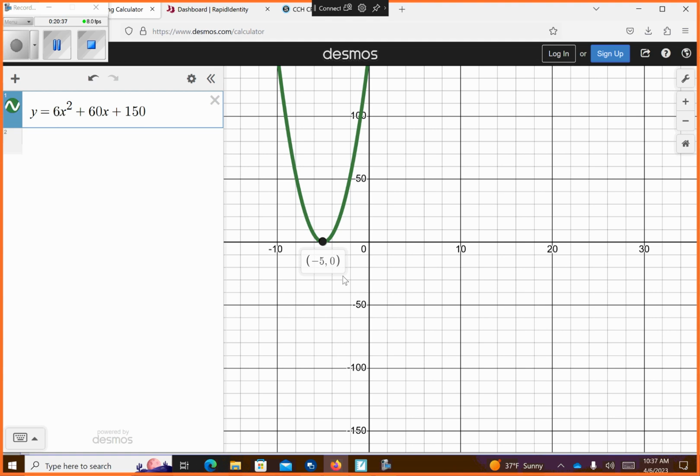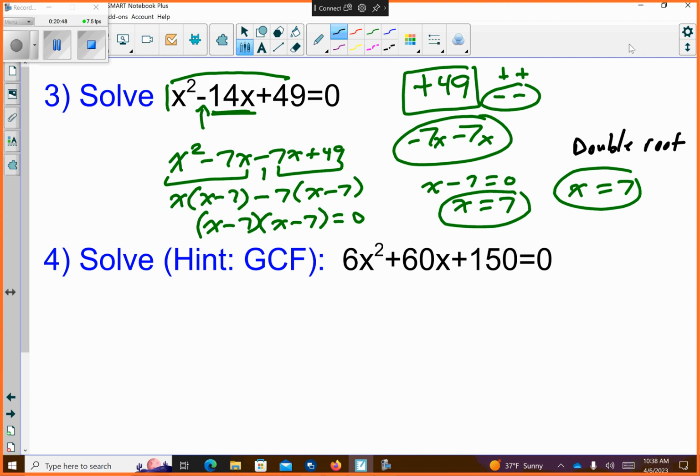And I know if you're looking at the original equation going, yeah, but it's 6x squared plus 60x plus 150. How do I get us having an answer of just negative 5? Well, let me show you. Okay? Friends, can I divide everything here by 6, including the other side? Those cancel, so I get x squared plus 10x plus 25 equals 0.